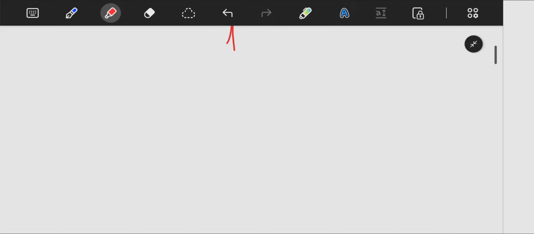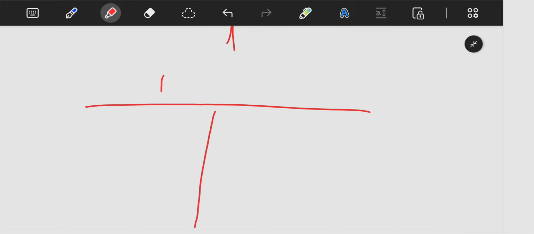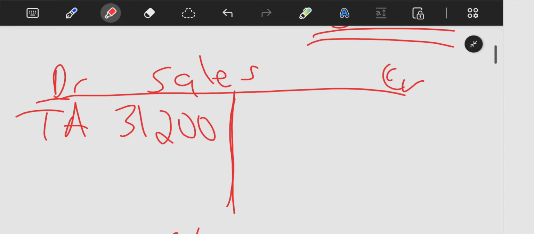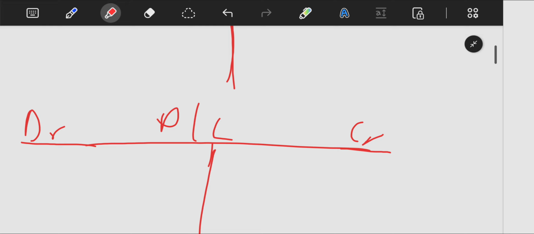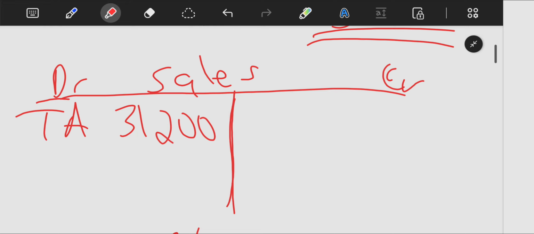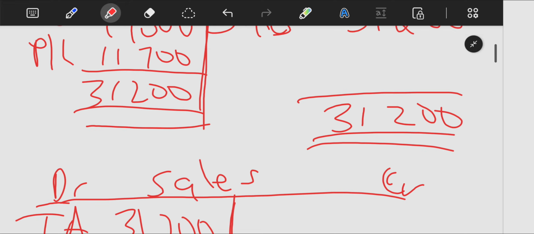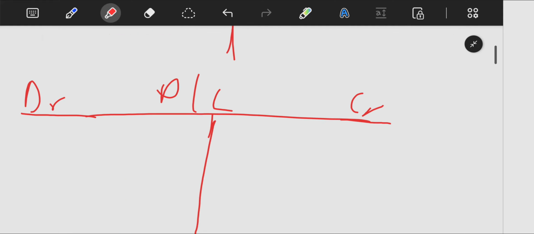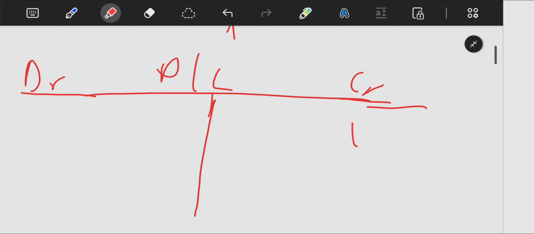Then we can somehow create a profit or loss account. This is the account that determines your profit at the end of the year, where you put in all your income and your expenses. Right, then the 11,700, it's going to come here. 11,700 is from the trading account.